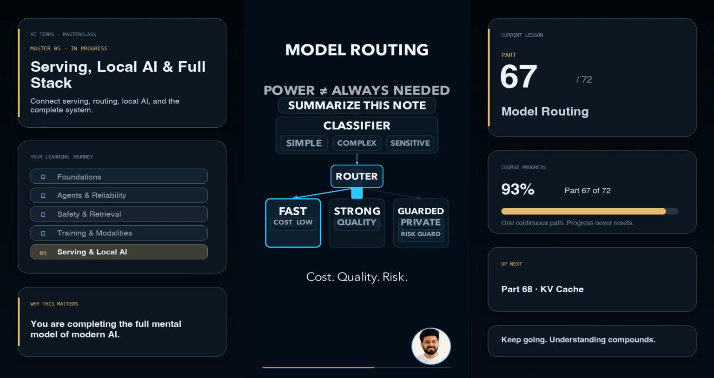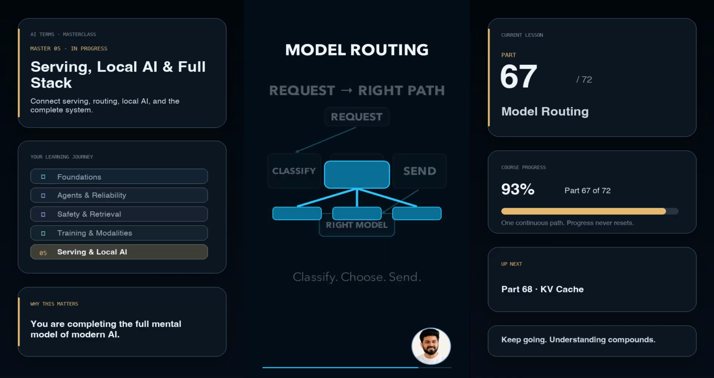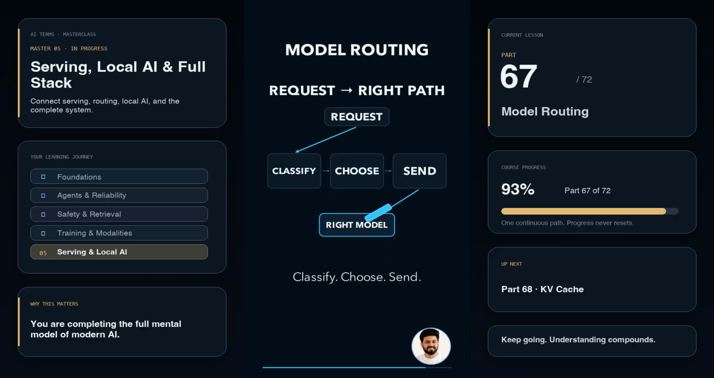Cheap is not always best. Powerful is not always necessary. And private work should not take the public path. That decision can happen before the model answers. So one app can stay fast, accurate, and safer without using the biggest model every time. That is model routing. Classify the request, choose the right path, then send it to the right model.